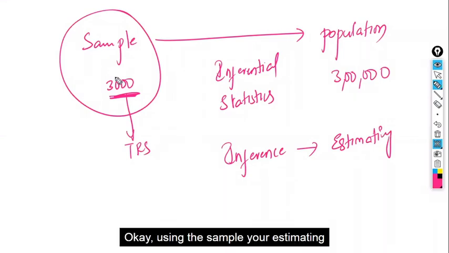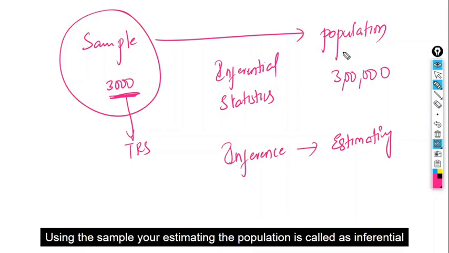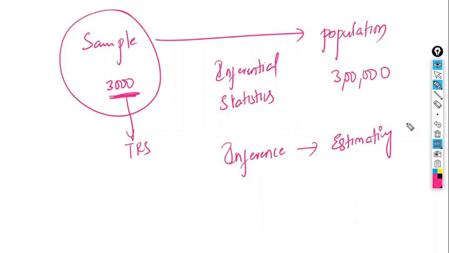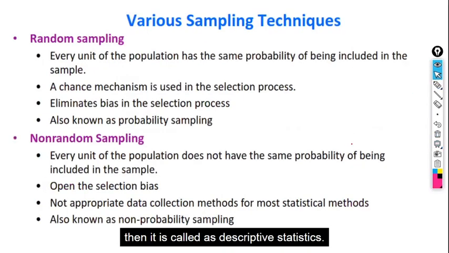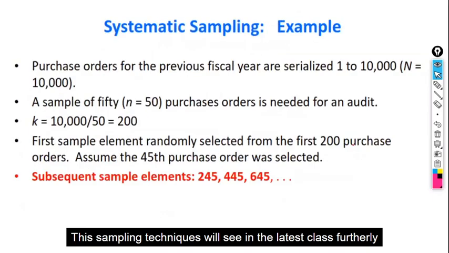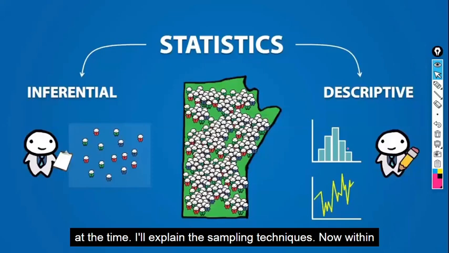Okay. Using the sample, you are estimating the population. Using the sample to estimate the population is called inferential statistics. Without estimating, if you are directly doing the description, then it is called descriptive statistics. These sampling techniques we'll see in a later class. When we are discussing inferential statistics, at that time I'll explain the sampling techniques.